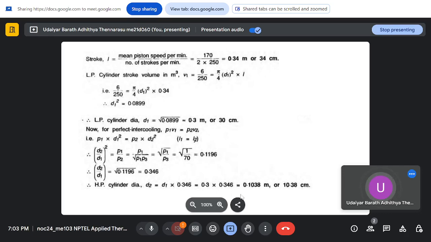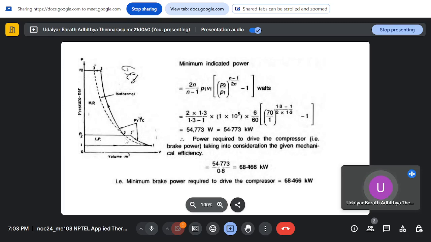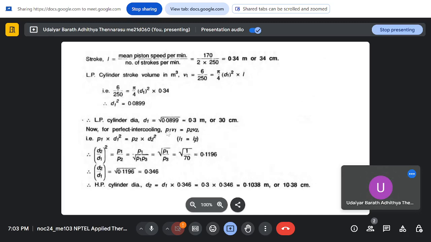So the high pressure cylinder diameter is 10.38 centimeter. This is assuming your temperature is constant, and that's why P1 V1 equals P2 V2, because your temperatures are constant. So the diameter for the high pressure cylinder is also low, because the specific volume will be lower at higher pressures. With that we have found both the cylinder diameters and also finished the numericals on compressors.